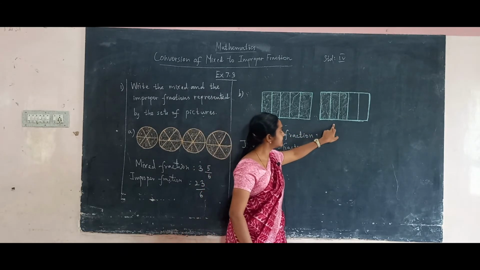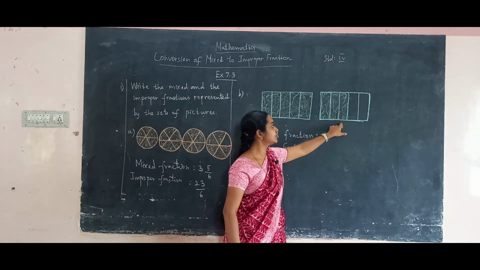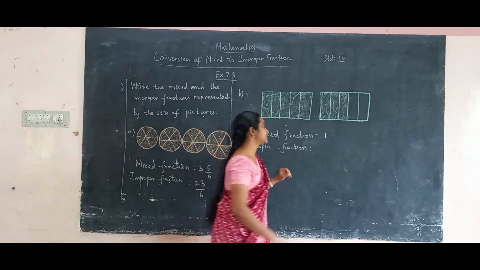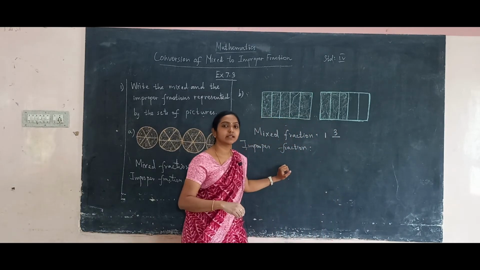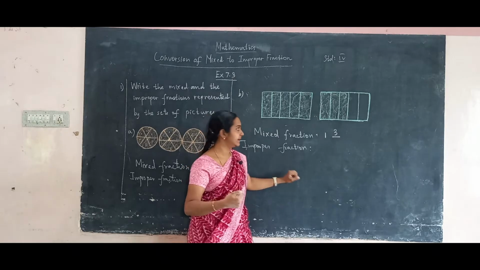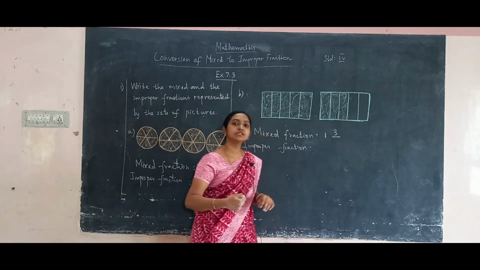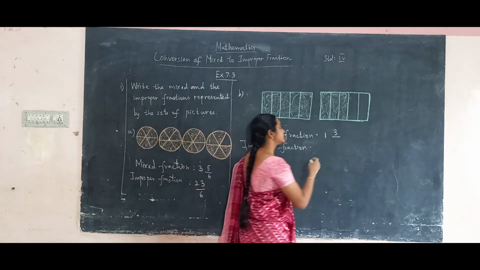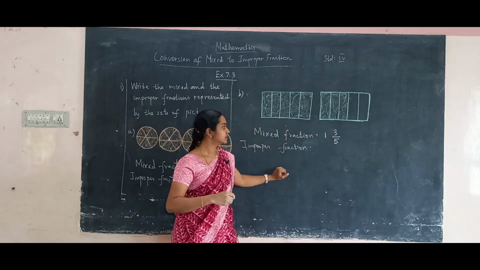Now look at this part. 3 of them are shaded. 1, 2 and 3. 3 of them are shaded. So write 3 in the numerator, and count how many total parts a whole is divided into. 1, 2, 3, 4 and 5. Totally we have 5 parts. So write 5 in the denominator.